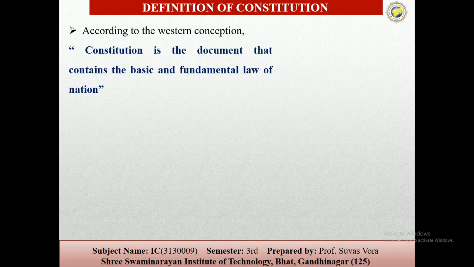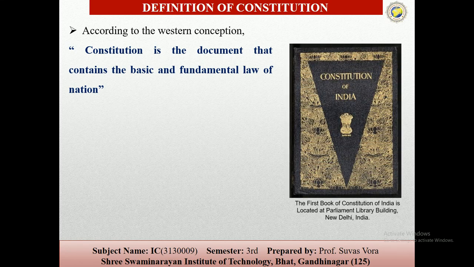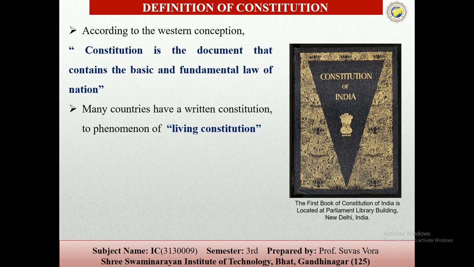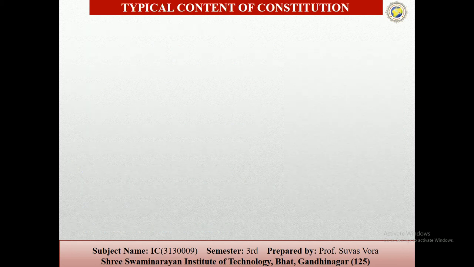So according to these Western concepts, the Constitution is the document that contains the basic and fundamental laws of the nations. These are the Constitution's books. Many countries have written constitutions, to the phenomenon of the living constitutions. So another definition of the constitution is the basic norms or laws of the state, then the system of the integrations and organizations of norms and laws and organizations of government. So these are the basic definitions of the constitutions.